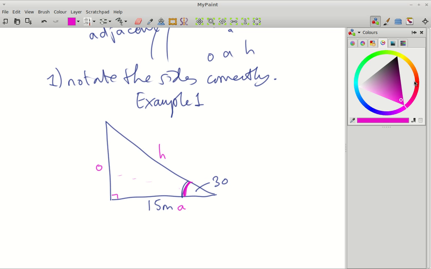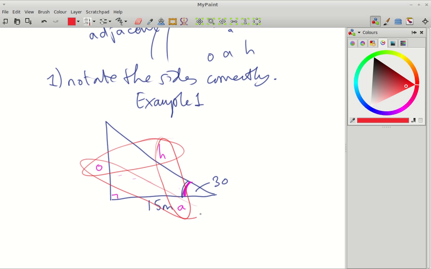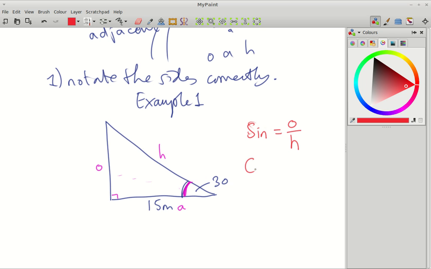Now, there are 3 trigonometry rules that relate the sides together. There's a rule that relates adjacent and hypotenuse, a rule that relates opposite and hypotenuse, and a rule that relates opposite and adjacent. The first one's called sine. On your calculator, it's abbreviated to sin, but it means sine. So we've got sine, which relates opposite and hypotenuse. You've got cosine, cos on your calculator, which relates adjacent and hypotenuse. And then tangent, or tan on your calculator, which relates opposite and adjacent.